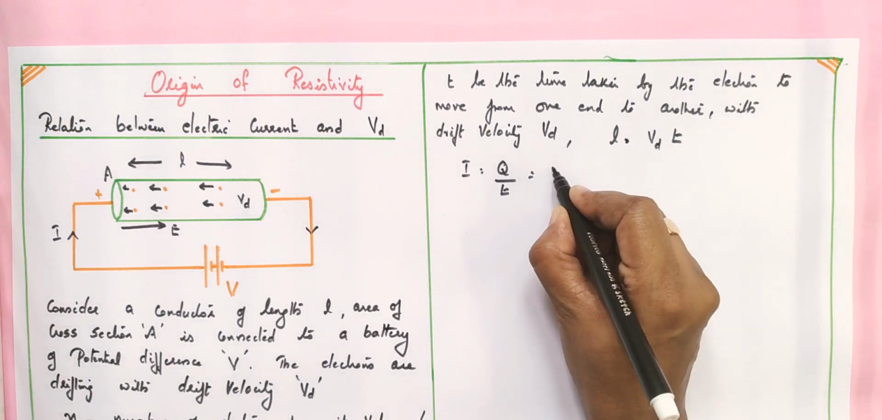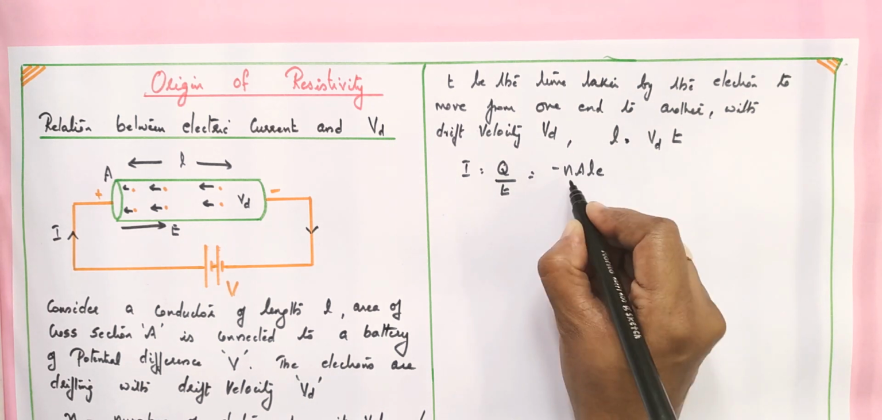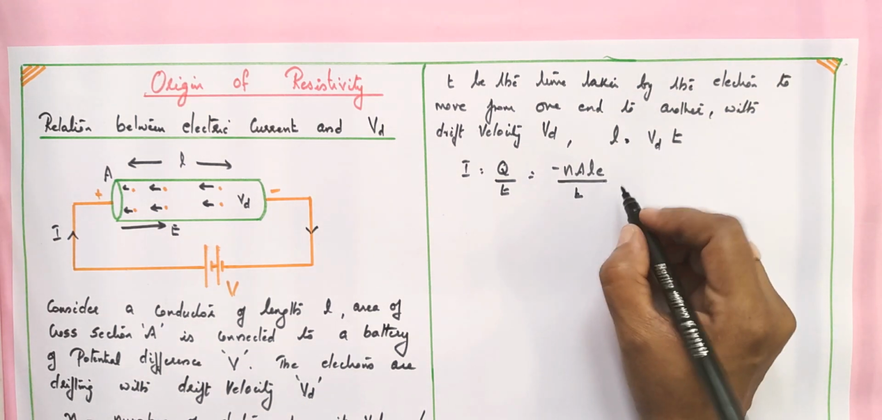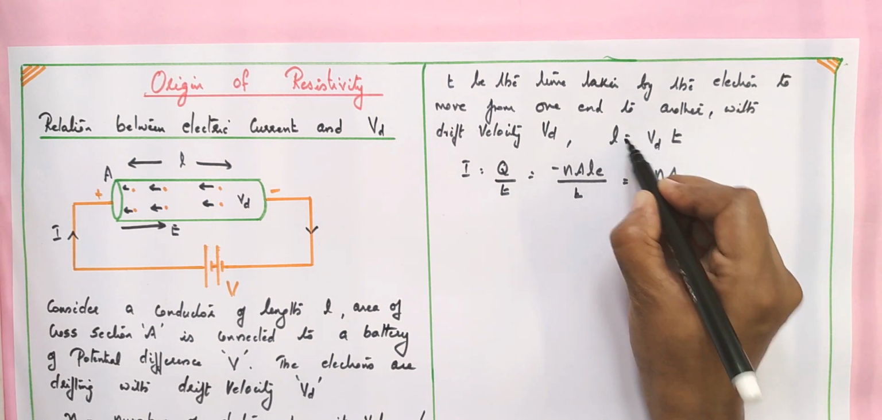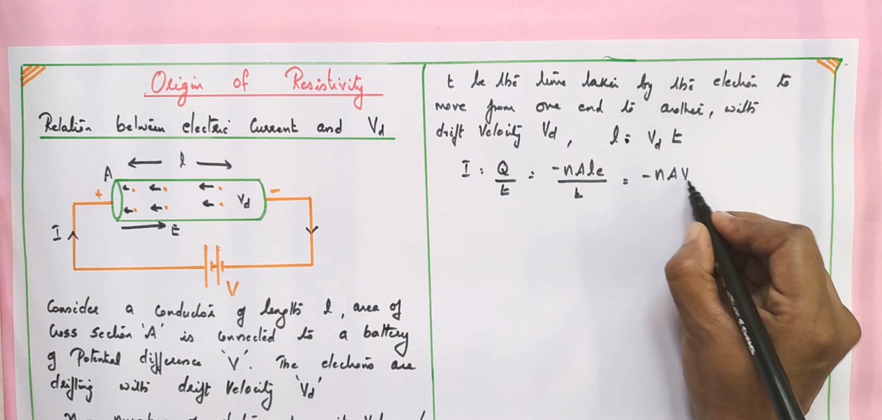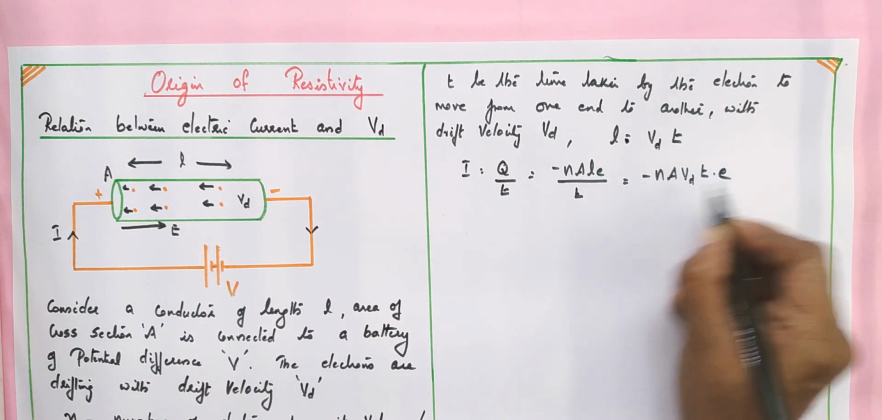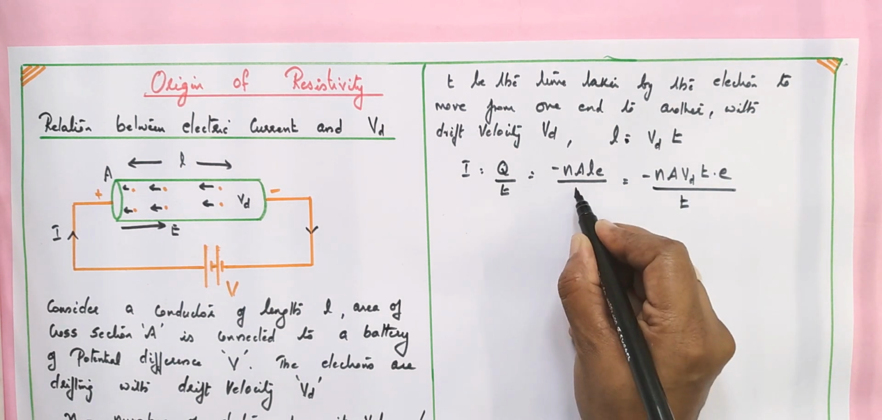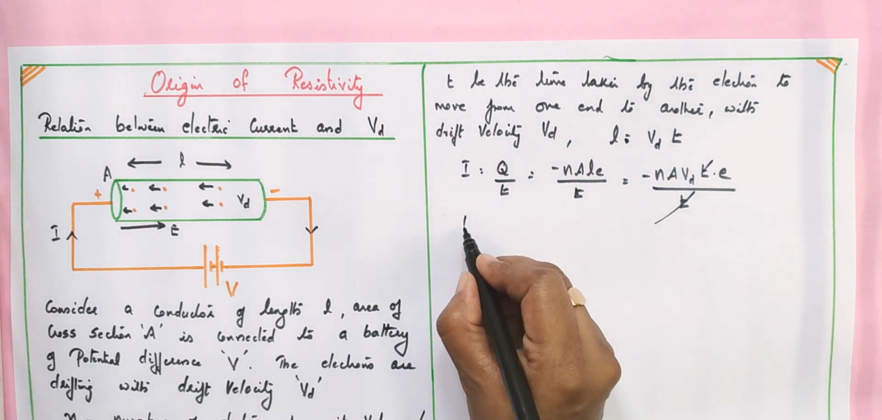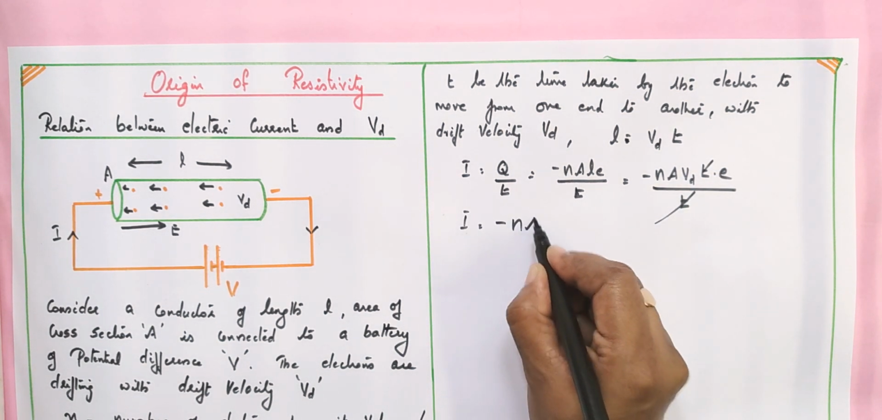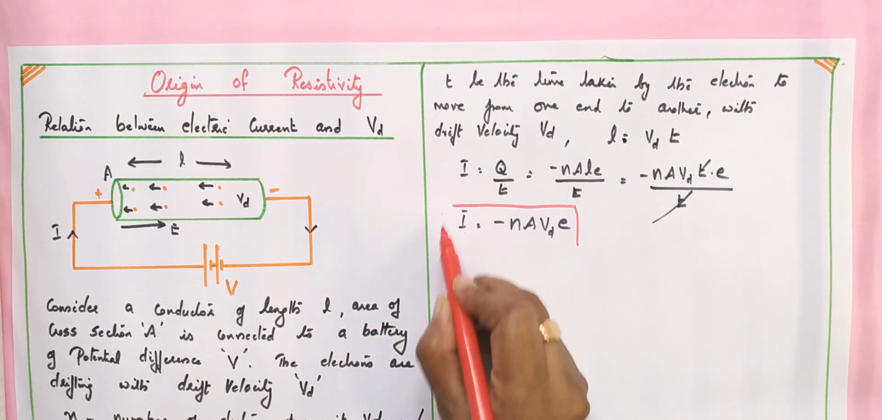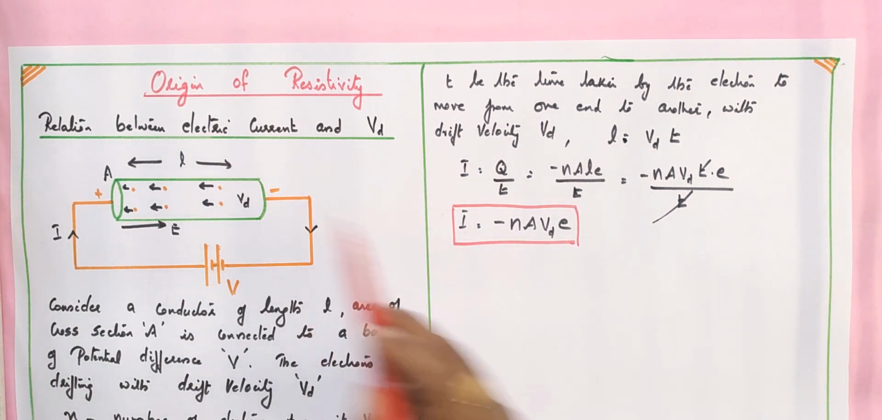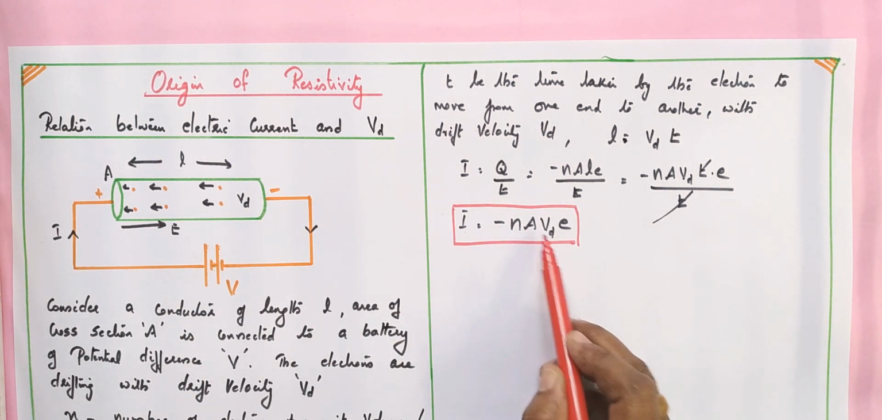Can substitute minus nAL e divided by T is equal to minus nAL. What is L? With the drift velocity, it can be written as v_d into T. So v_d T into e divided by the time T. Time T gets cancelled. So current is given by minus nA v_d into e. This is a very important relation relating current and drift velocity. Okay, current and drift velocity, I equal to minus nA v_d into e.